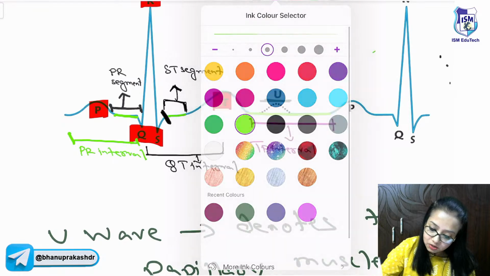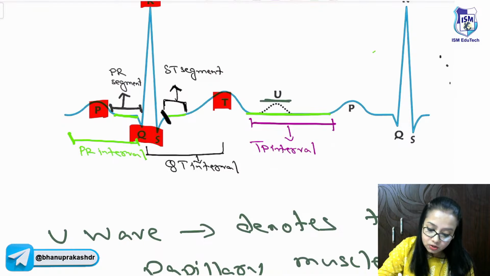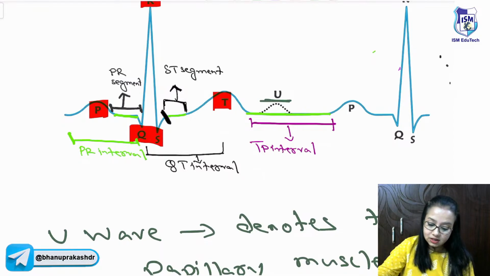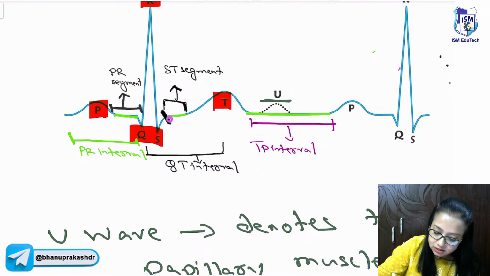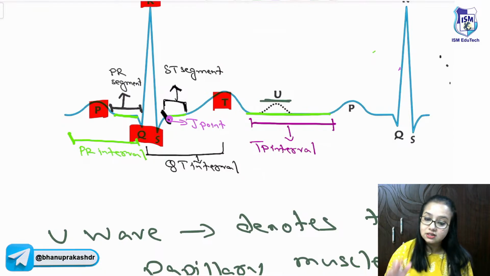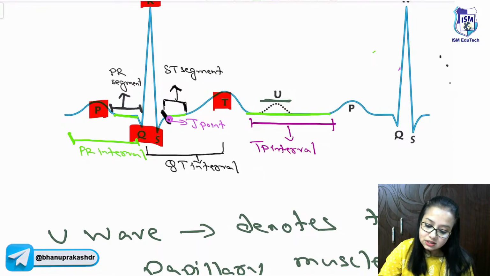Another referral point is the JT interval. Now, what is the J point? As we mentioned here, the beginning of the ST segment, the point after the termination of the S wave and the beginning of the ST segment, is called the J point. The J point is very important as a referral point to study various clinical conditions like ischemic conditions and diseases of the heart and other electrolyte imbalances. We will study in detail. So this is the J point.